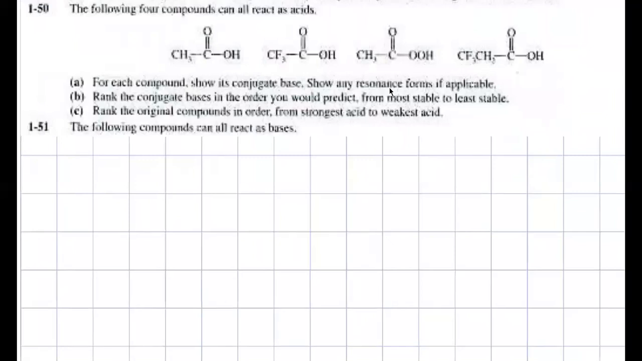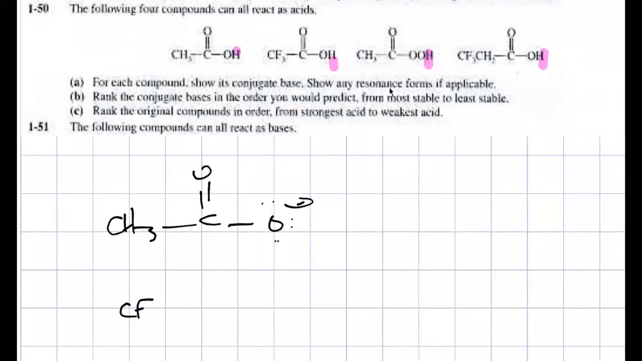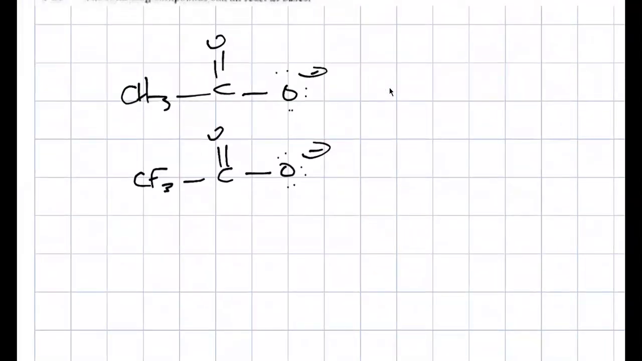All right, so we're looking at these protons right here. These are my acidic protons, all right? It says for each compound, show its conjugate base. So let's do that. So CH3, C double bond O, O. I'm putting the electrons in too. That's the conjugate base of the first one. Anybody disagree? Agree. We can even follow this up, we can Google the pKa's and double check our answer.